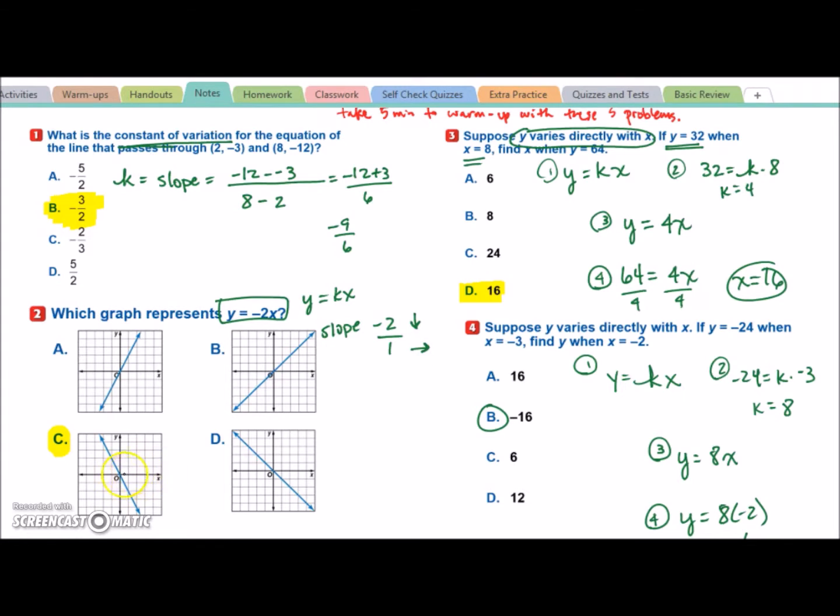And the only one that goes down from the origin is either C or D. And sure enough, if I look at this one, I go down 2 and to the right 1. So C is the right choice. Number 4, I've worked for you. You'll have that in your notes, or you can look at it right now. This equals -16. It's exactly like number 3, except for the very last step.